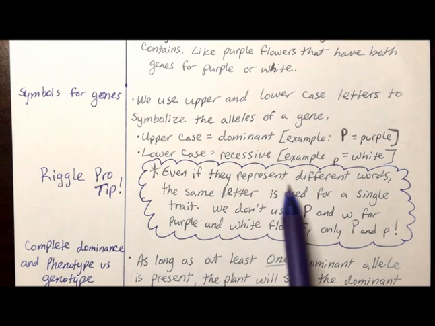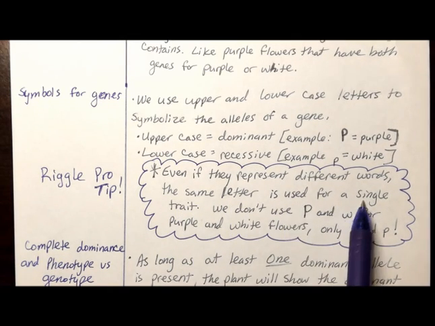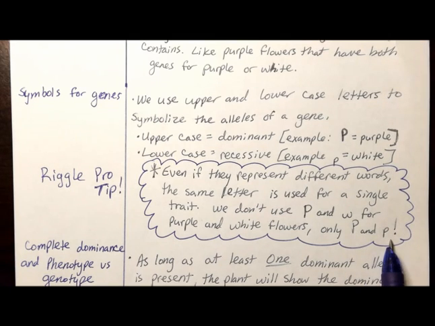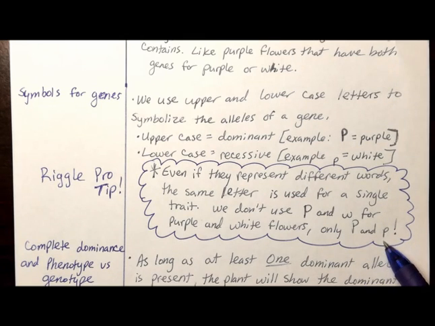So even if they represent different words, the same letter is used for a single trait. So we don't use capital P and lowercase w for purple and white. We only use capital P and lowercase p. So capital P for the dominant trait purple, lowercase p for the recessive white.